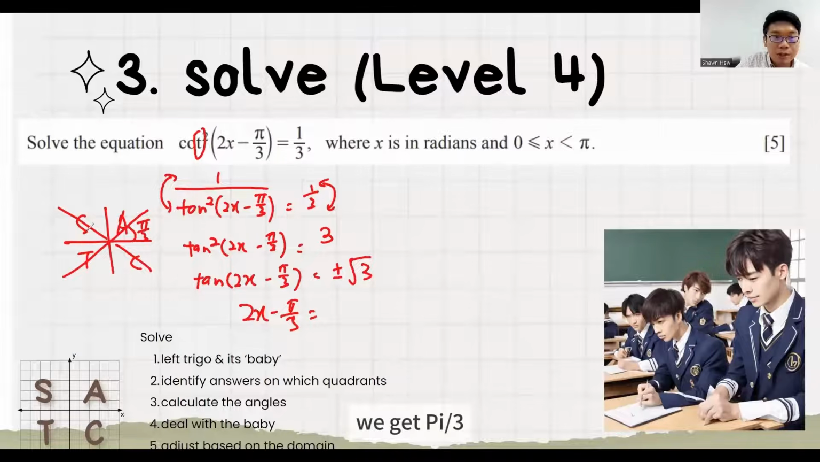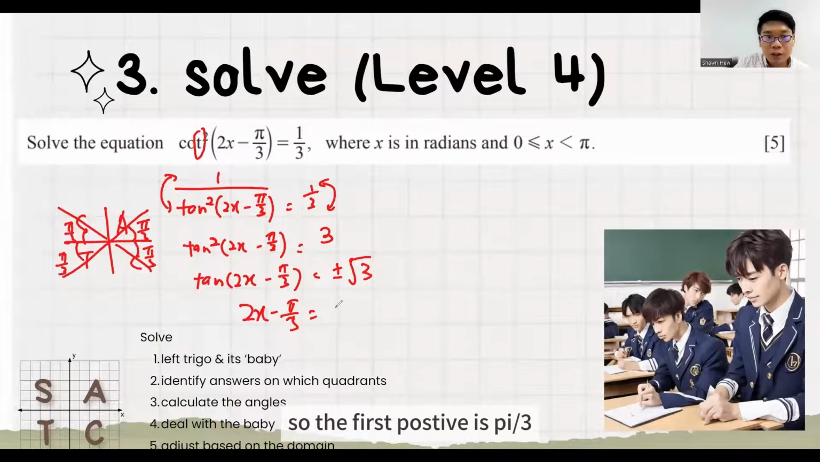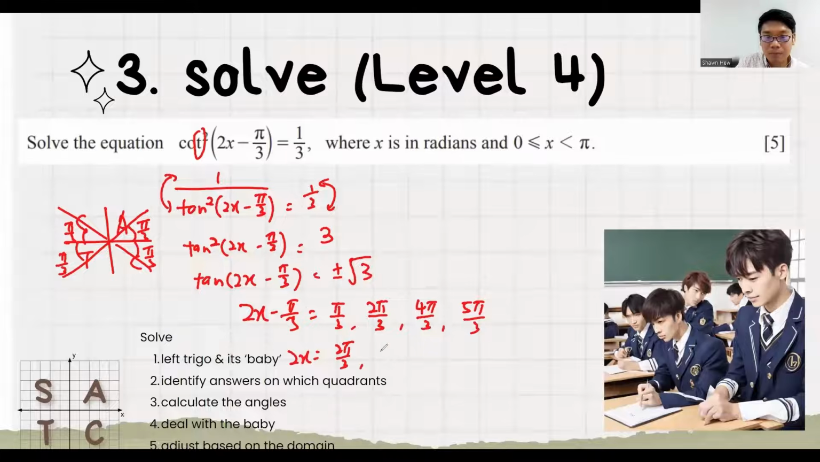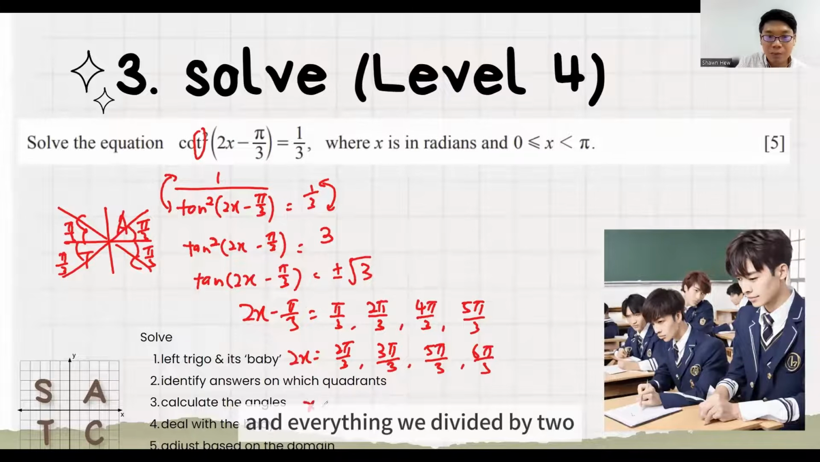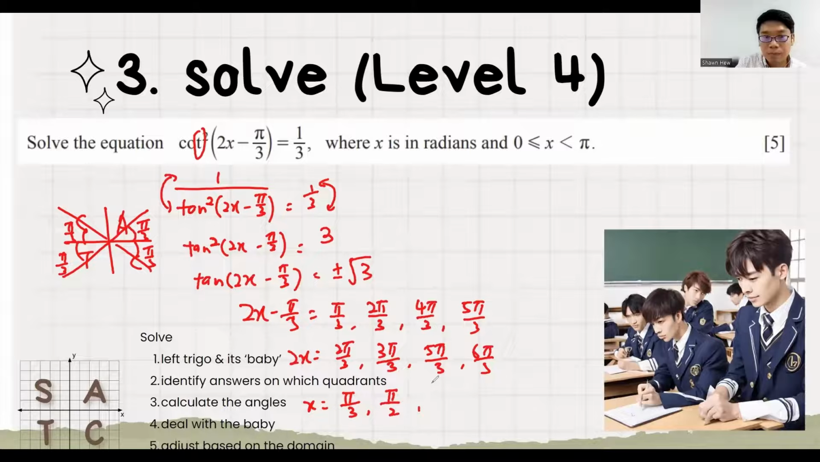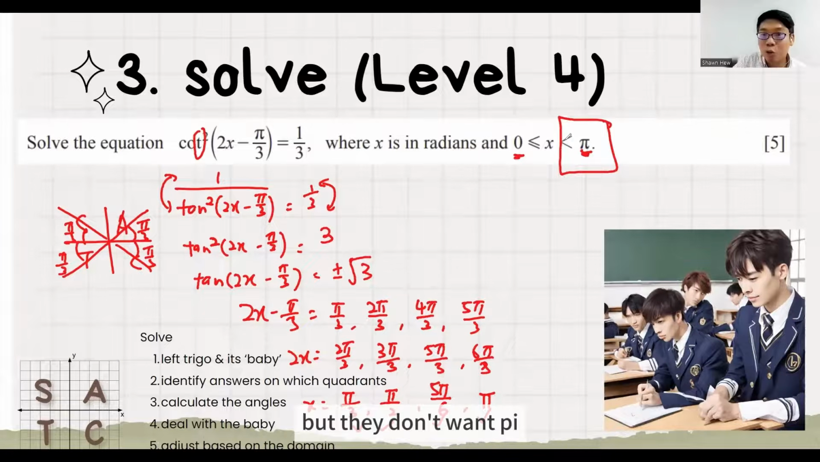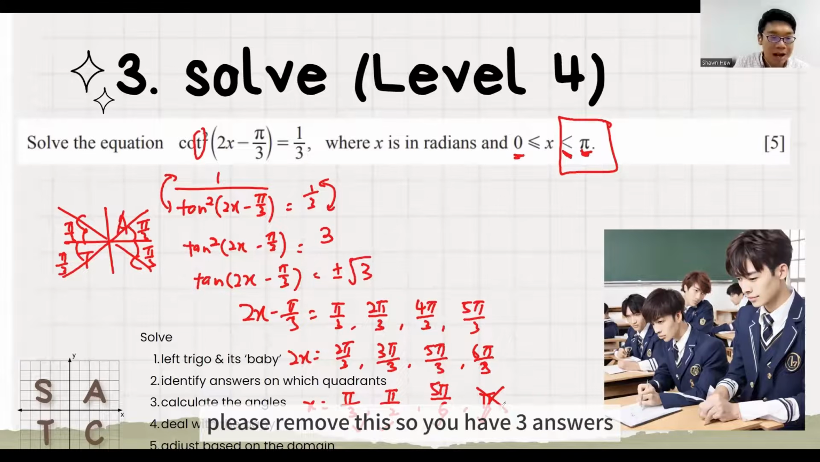We get pi/3. So the first positive is pi/3. Second positive is 2 pi/3. Third positive is 4 pi/3. Fourth answer is 5 pi/3. So everything we plus pi/3 and everything divided by 3. So you get all 4 answers, and then all 4 answers are between 0 and pi. But they don't want pi, no equal sign here. Please remove this, so you have 3 answers.